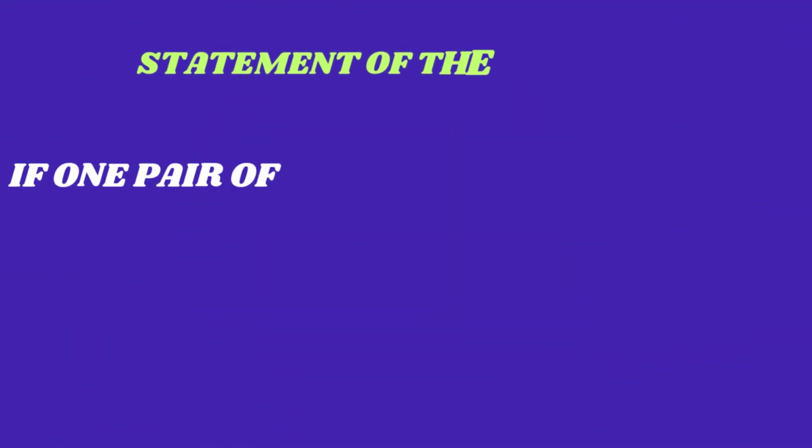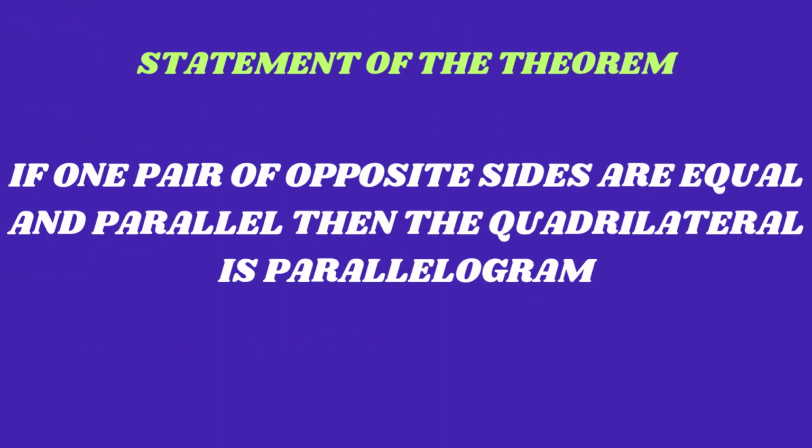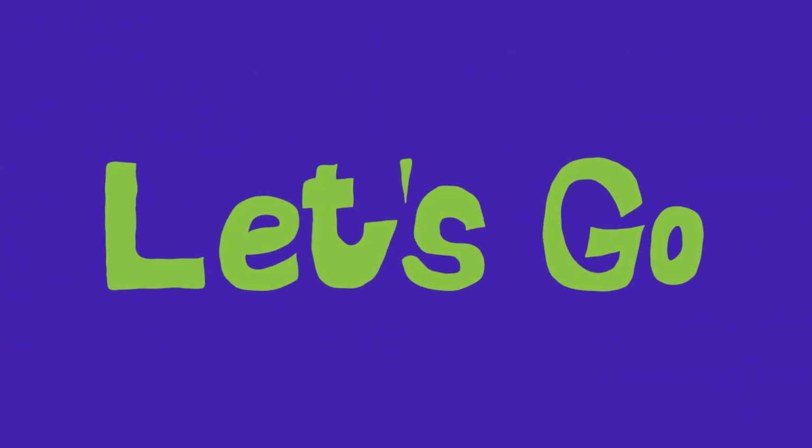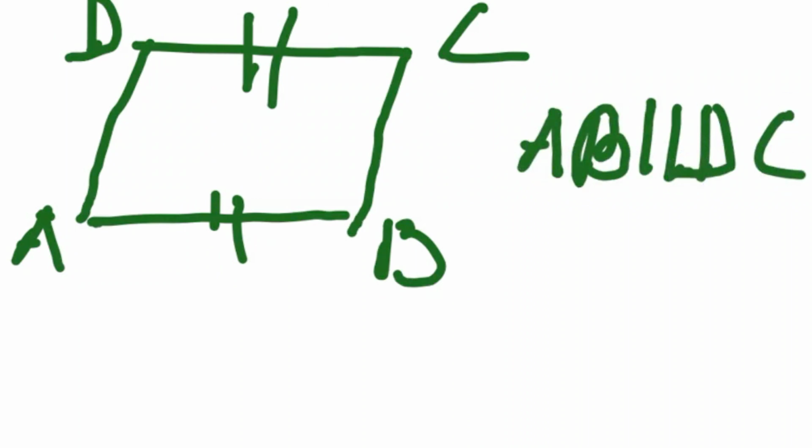If one pair of opposite sides of a quadrilateral is equal and parallel, then it is a parallelogram. Let A, B, C, D be any quadrilateral whose AB is equal to DC and AB is parallel to DC. To prove: ABCD is a parallelogram. Now we join AC.